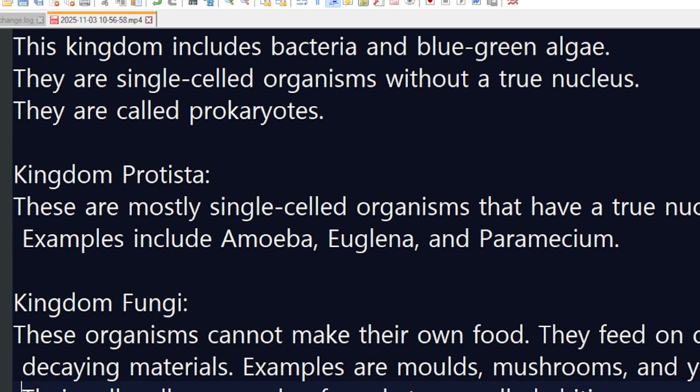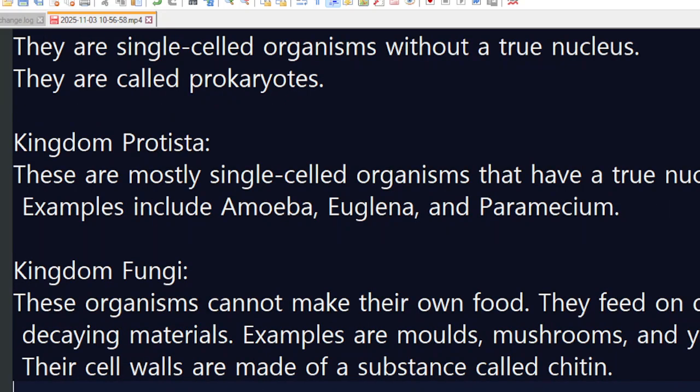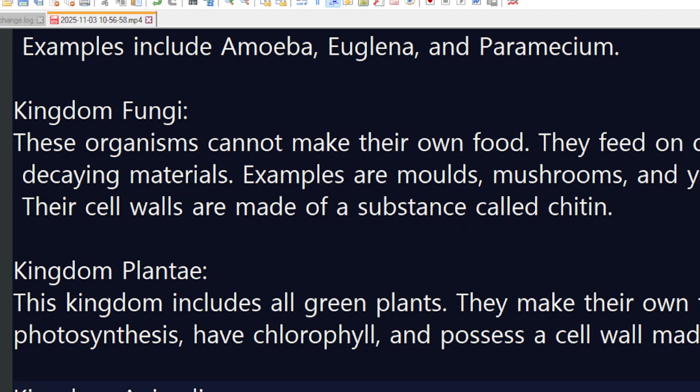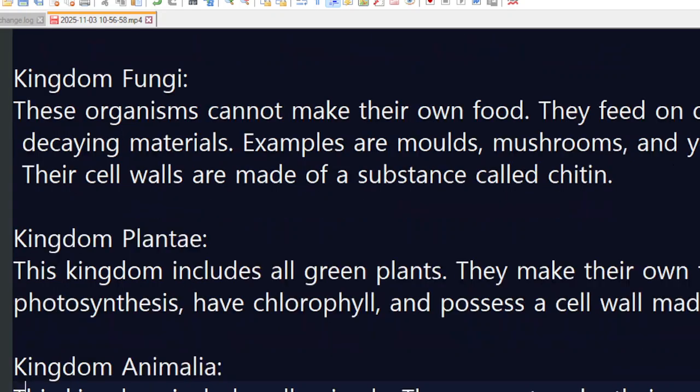Kingdom Fungi. These organisms cannot make their own food. They feed on dead and decaying materials. Examples are molds, mushrooms, and yeast. Their cell walls are made up of a substance called chitin. Kingdom Plantae. This kingdom includes all green plants. They make their own food through photosynthesis. They have chlorophyll and possess a cell wall made up of cellulose.